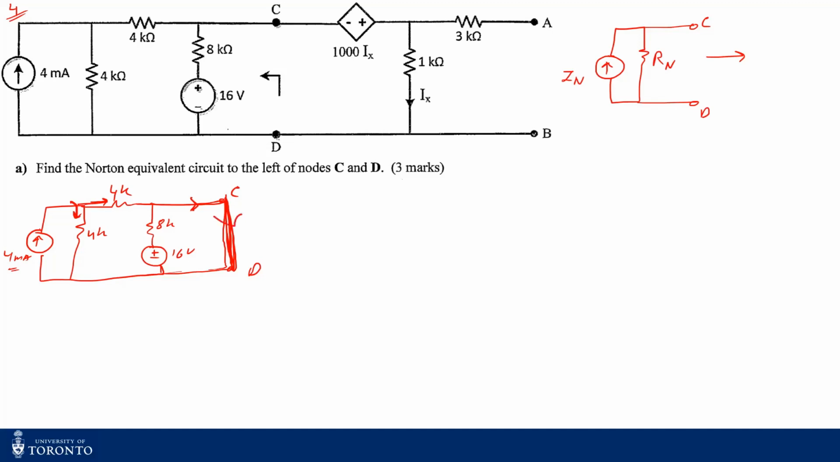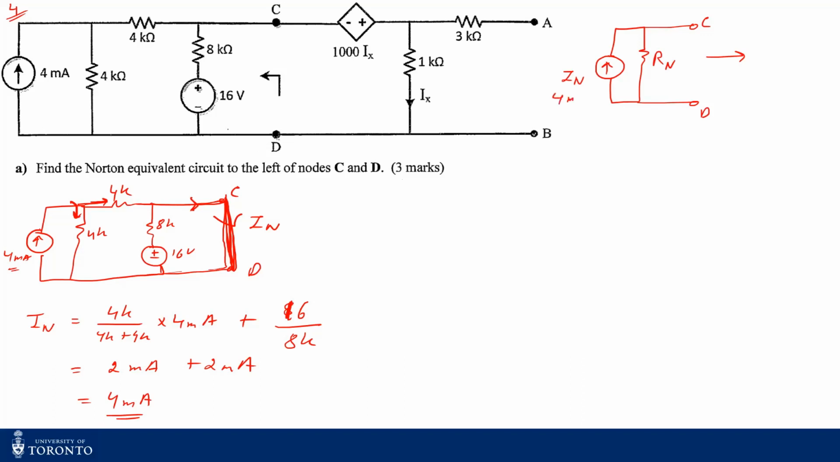So what's your Norton current? Your Norton current would be a current divider. Since both the resistances of the parallel branches are the same, the current will be split up in half, so this is 2 milliamps, plus the contribution because of the voltage source, which is 16 divided by 8 kilo ohms, which is 2 milliamps. So 2 milliamps plus 2 milliamps is equal to 4 milliamps. So that's your Norton current, 4 milliamps.